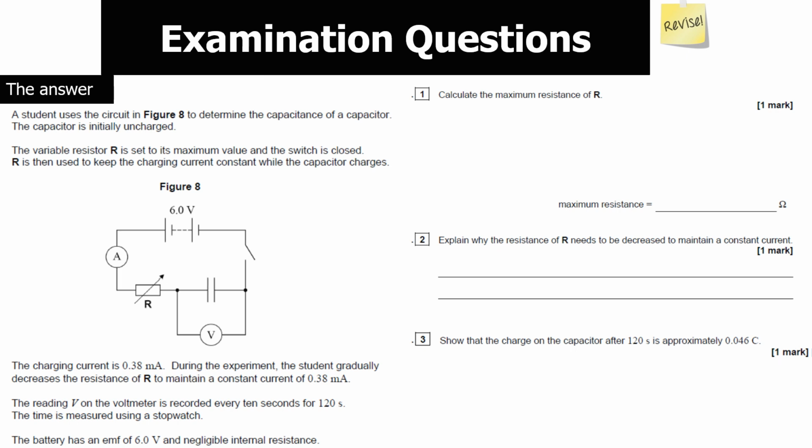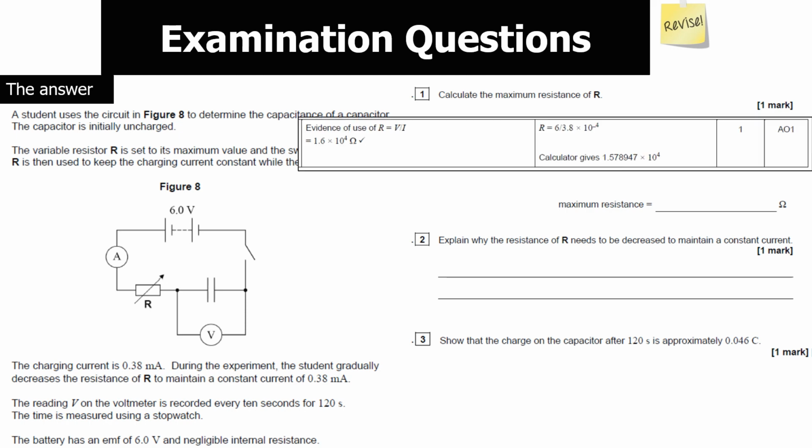Once again, it's very important to note that all these questions are 1 mark only, so you're going to be using quite basic equations or quite simple statements in your answer. Now, to work out resistance, we know resistance is V over I. We want the maximum resistance, and because we know current is constant, it's 0.38 times 10 to the minus 3, because milli means 10 to the minus 3. We've got to use our maximum value of potential difference, which is the EMF of the source, which is 6. So it's 6 over 3.8 times 10 to the minus 4, which is 1.6 times 10 to the 4.